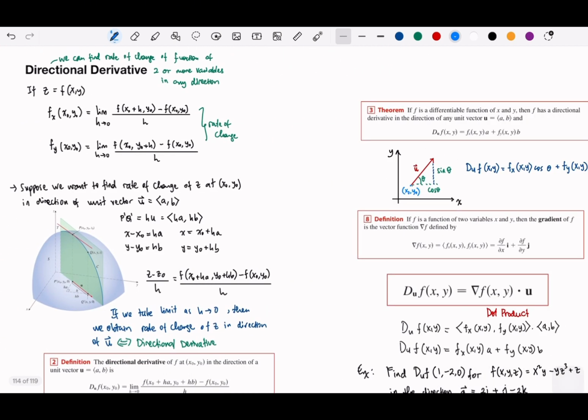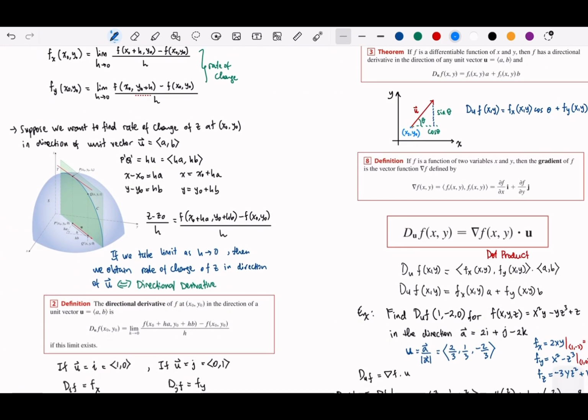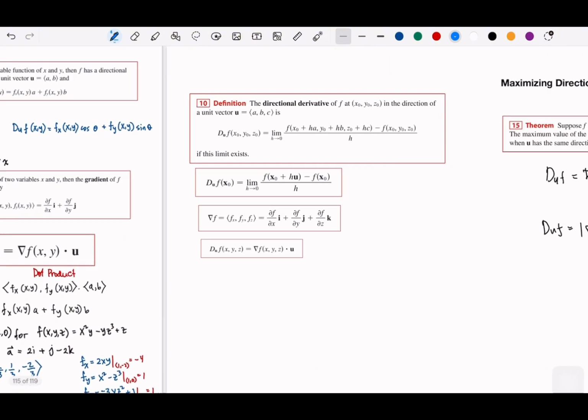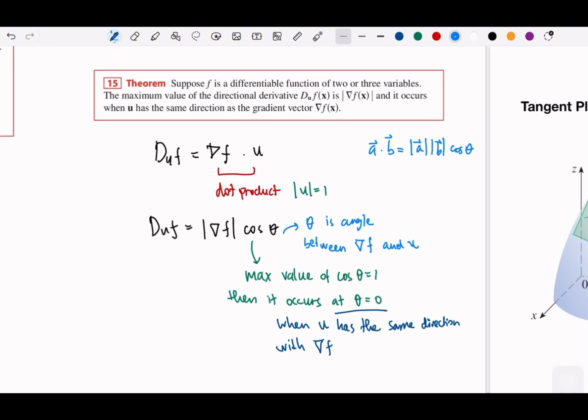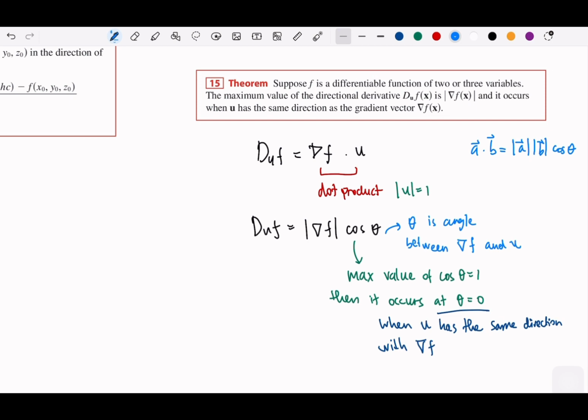Okay, this is the directional derivative. We have learned this last time, up until here, which is how to maximize: when the angle is zero, which means that the vector u has the same direction as the gradient vector of f.